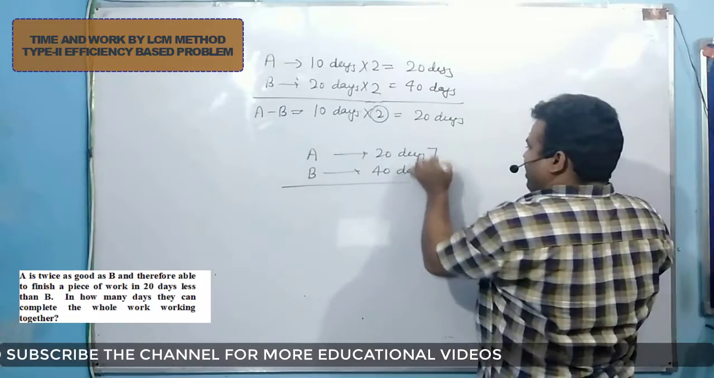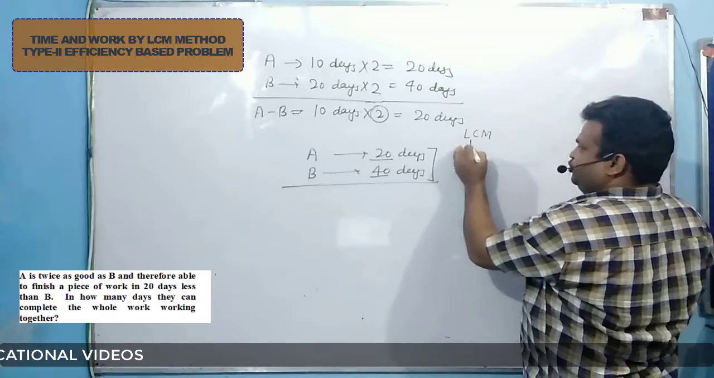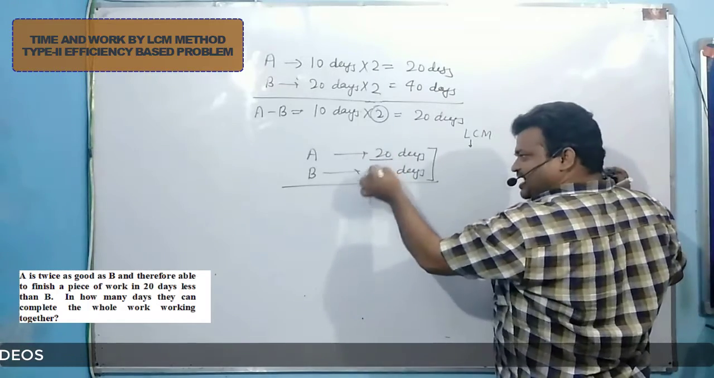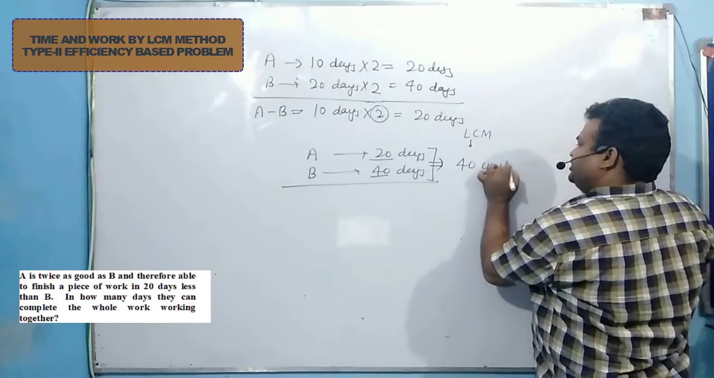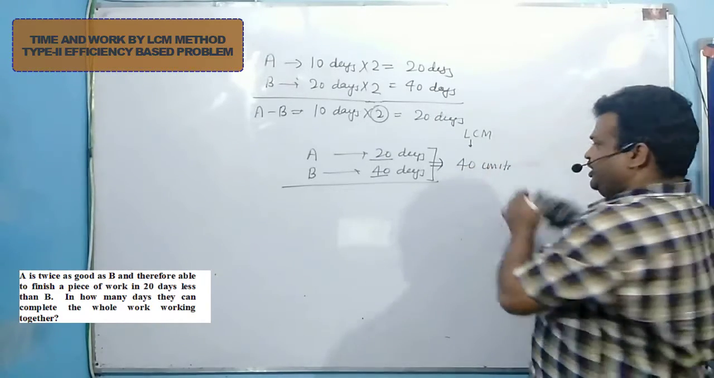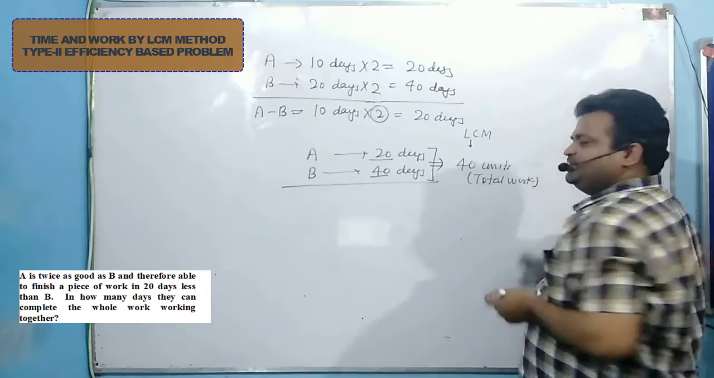Clear? Now find out the total work. How do you find the total work? The LCM of 20 and 40 will give me the total work. So what is the LCM of 20 and 40? The LCM of 20 and 40 is 40 units. So I need to complete 40 units. This is my total work. Now the rest of the thing is the same.